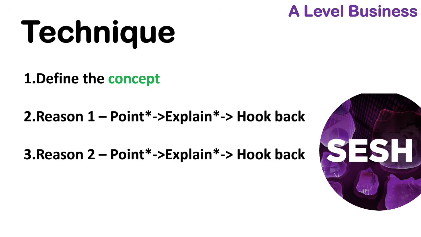And then after that, you want to hook back. You want to hook back and look at any however points, or it depends on points, or any limitations about that particular reason. That will provide you with counterbalance. But don't go overboard here. Just write a sentence, maximum 2. And then you want to repeat that for reason 2. So point in context, explain in context, and then hook back at the end. No need for a conclusion on these.